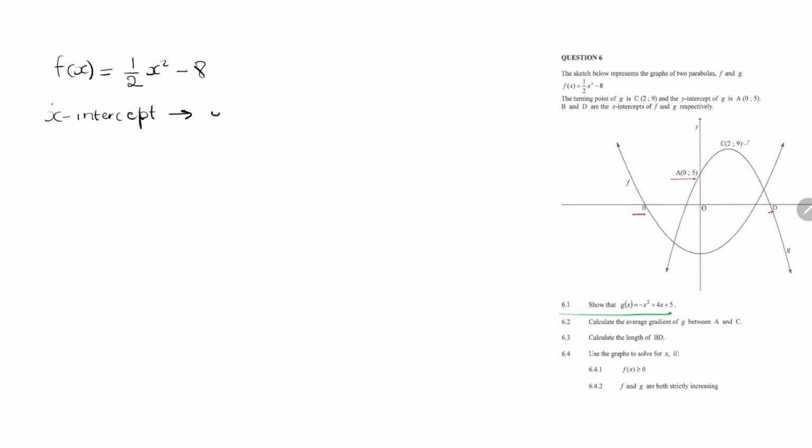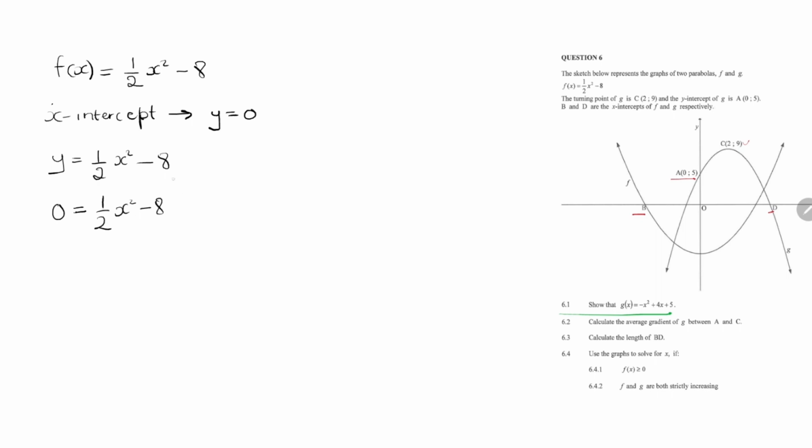We make y equal to 0. So this graph of f is the same as y equals 1 over 2 x squared minus 8. So this is what we will do to get the x-intercept. We will make y equal to 0. So this side will be equal to 0, equal to 1 over 2 x squared minus 8.